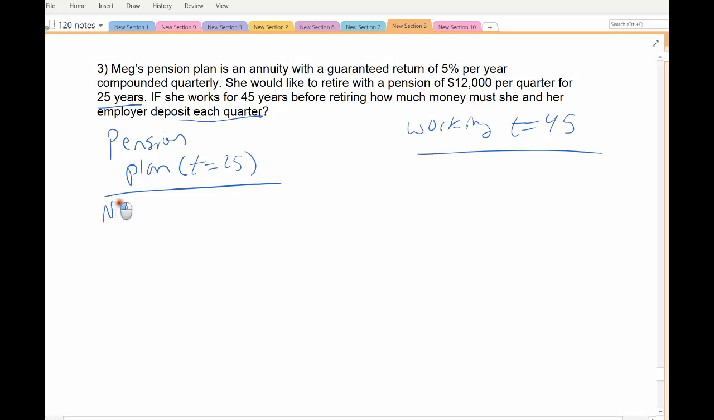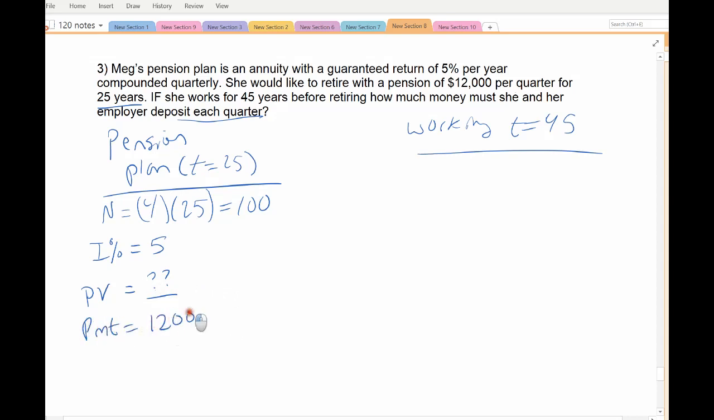Alright, so we start with the pension plan. N is our compounding period, so quarterly, 4 times a year for 25 years. So 100 times, she's going to get a payout of $12,000 from her pension. Interest is 5%. Present value, well, that's what we want to solve for. How much does she need to have in her pension in order to make a retirement work, right? In order for her to get payments of $12,000 every quarter.